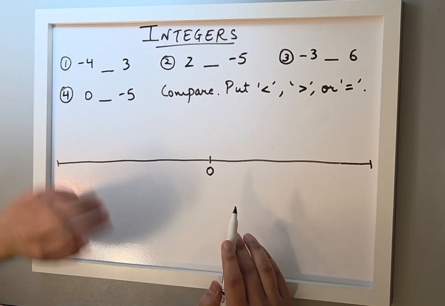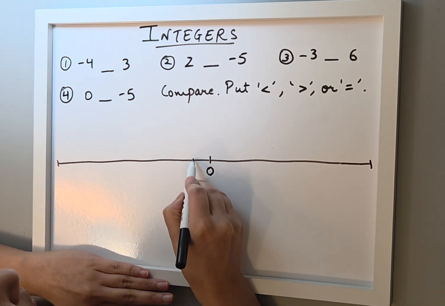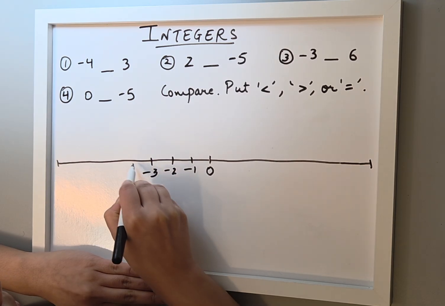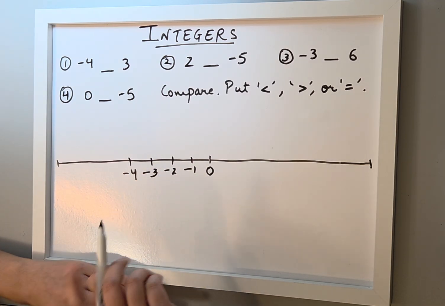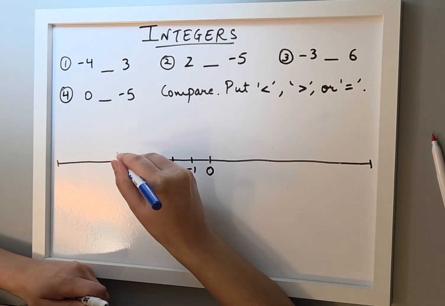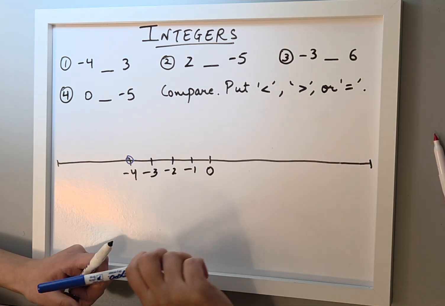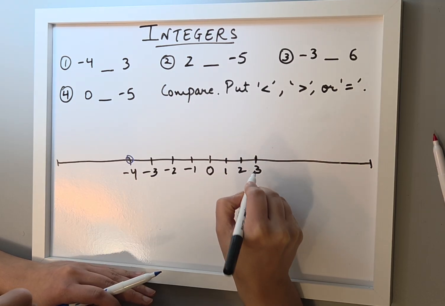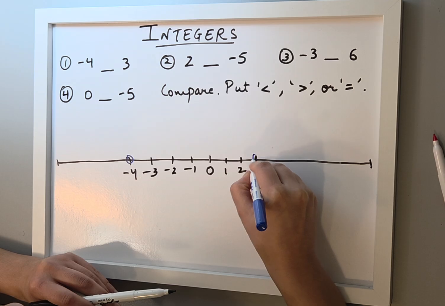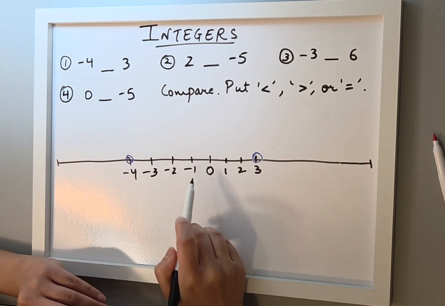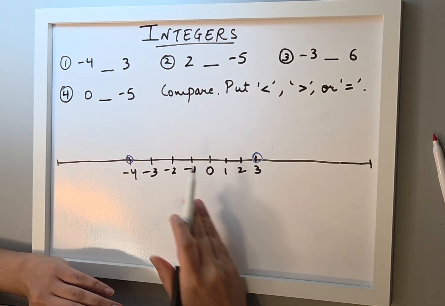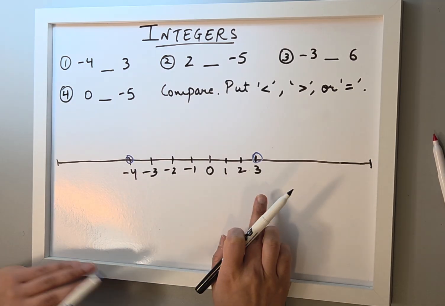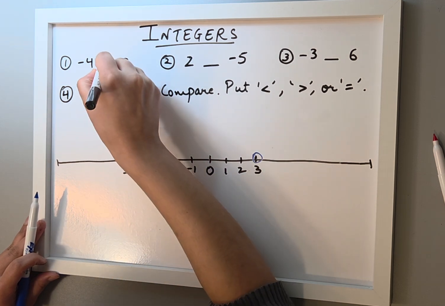For the first question, it says -4. So we can represent -1, -2, -3, and -4. So we have -4 here. And then we have 3. So 1, 2, 3. So we have 3 here. We've learned that numbers on the right of the number line are greater than the numbers on the left. So 3 will be greater than -4.